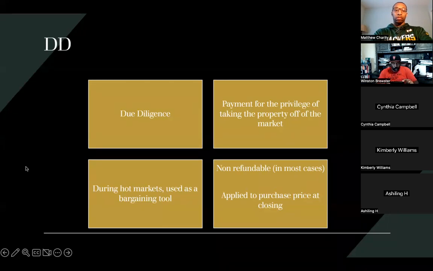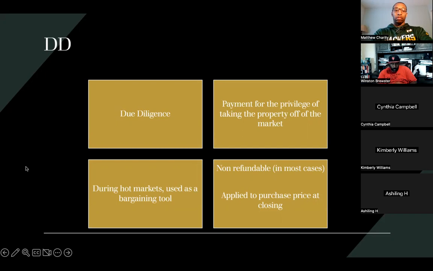So as a result of that, during the very, very hot market that we had a year ago, due diligence became a bargaining tool. It was not uncommon to get due diligence of $50,000 and up. Why? Because if you're looking at two offers, and let's say they're both the same price, and one of them has $10,000 due diligence or $5,000, and one of them has $50,000, you're going to take that $50,000 due diligence, because there's very little chance that buyer is going to walk away.